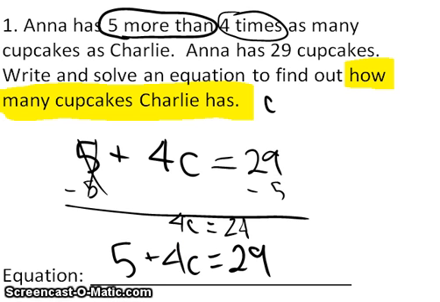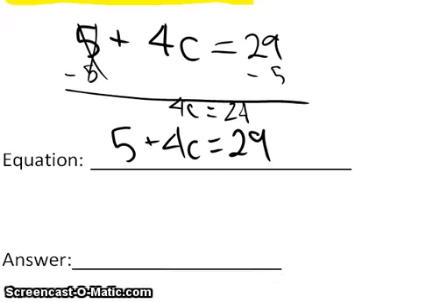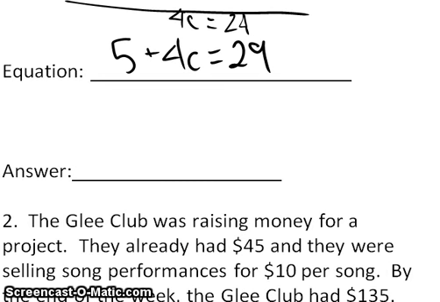and I'll get that C is equal to 6. If you need more help with solving two-step equations, go to the 5.07 Mastery Check, and I show it a lot more clearly there. But here we got C is equal to 6. I could check that by plugging it back in right here and seeing, does 5 plus 4 times 6 equal 29?